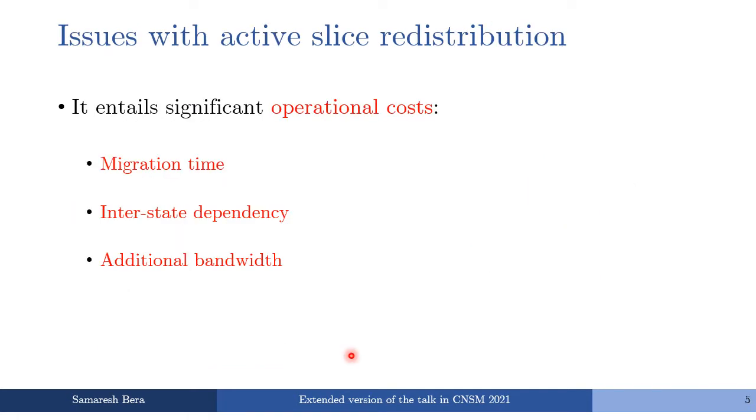However, active slice redistribution entails significant operational cost in terms of migration time, interstate dependency, and additional bandwidth. In terms of migration time, the virtual network functions associated with a slice need to be migrated from one location to another, and this migration involves some processing time. So this is treated as migration time. Also, we have dependencies between the virtual network functions associated with the slice, so we need to consider the stateful operation of the VNF migration from one location to another. And finally, we also need additional bandwidth to migrate the VNFs from one location to another.